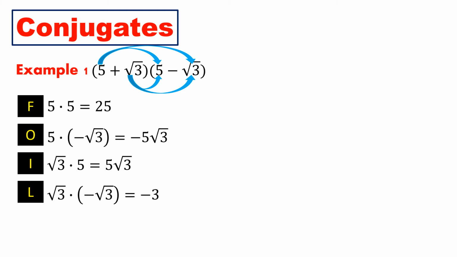Now, notice that the terms negative 5 square root of 3 and 5 square root of 3 would cancel out each other. Moreover, 25 and negative 3 can be combined to get 22. Therefore, the product of the two binomials is 22. Observe that there are no radicals in the product because the radicals cancel out each other. The two expressions in this form are conjugates of each other.